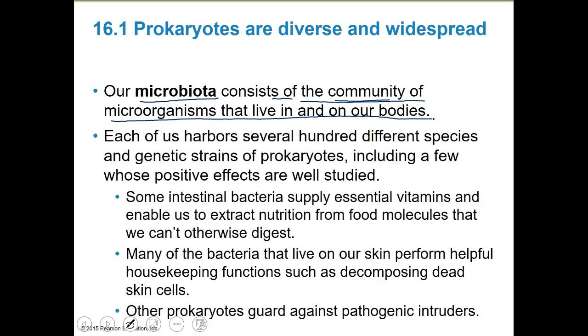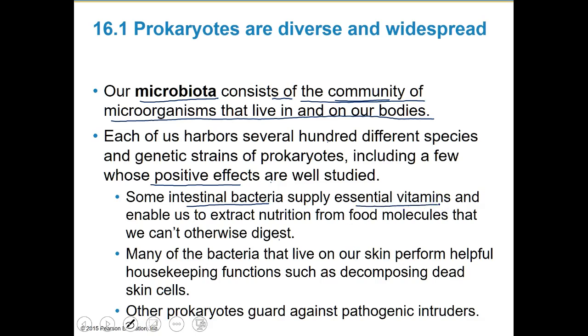Each of us harbors several hundred different species and genetic strains of prokaryotes, including a few whose positive effects are well studied. So some examples of these positive or beneficial ones would be that intestinal bacteria that we're talking about. They actually give us essential vitamins and enable us to extract nutrition from food molecules that we otherwise can't digest. So we need them because they can give us extra vitamins.